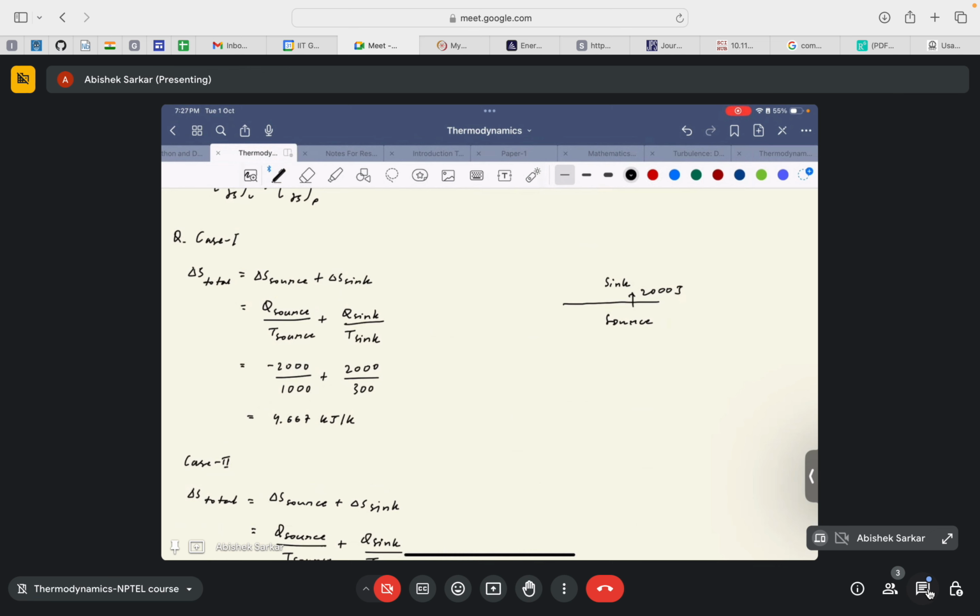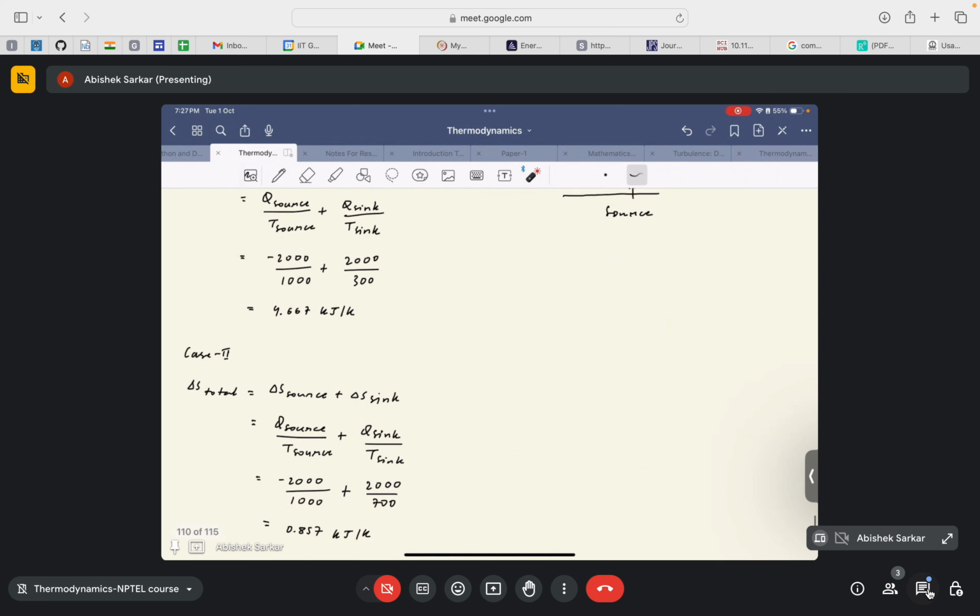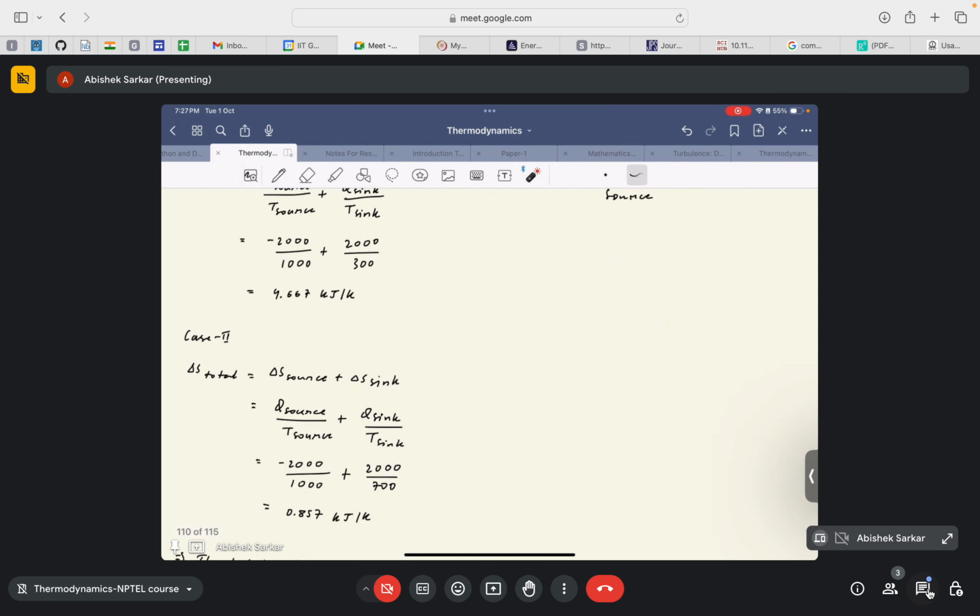you will get, for case 1, the net change in the entropy as 4.667 kilojoule per Kelvin. And in the second case, if you substitute the value of all this, you will get that the net change in the entropy is 0.87 kilojoule per Kelvin. So you can clearly see when the temperature difference between the source and the sink is less, the net entropy change is also less. Or you can clearly say that case 1 is more irreversible compared to case 2.